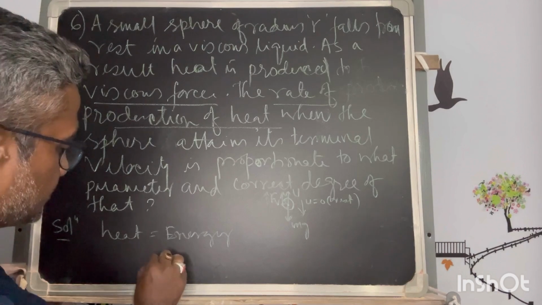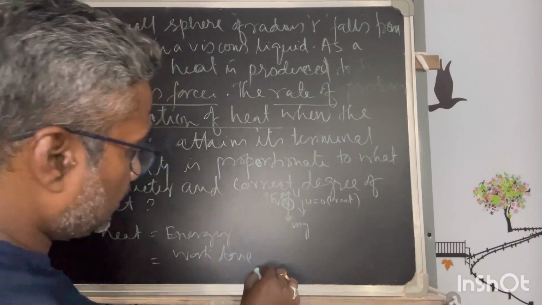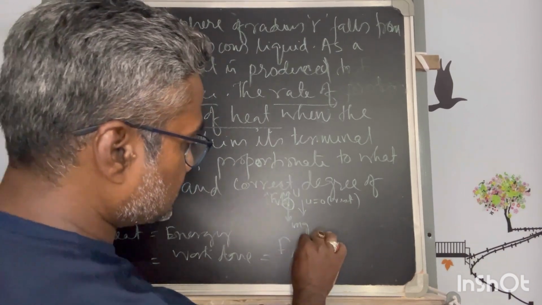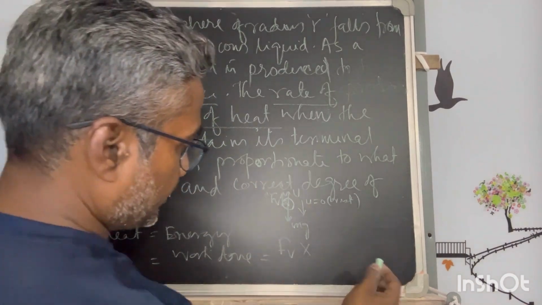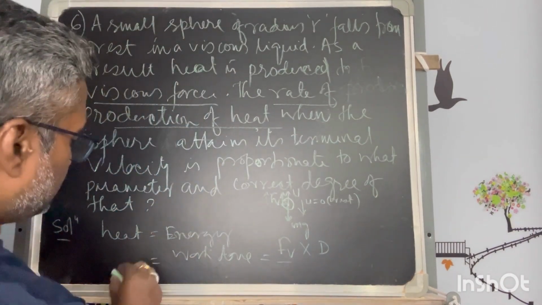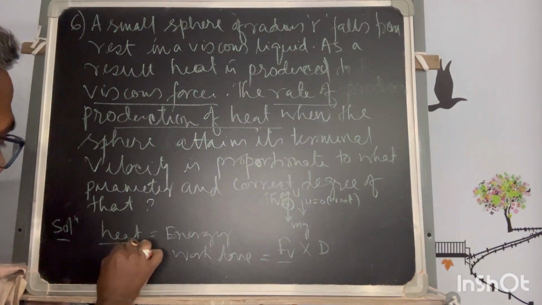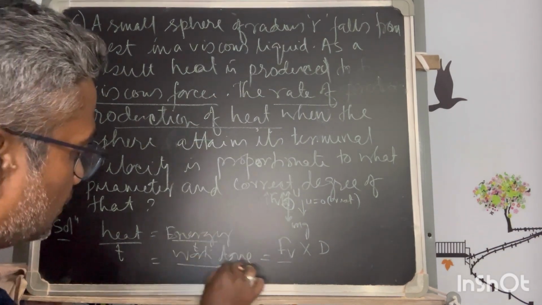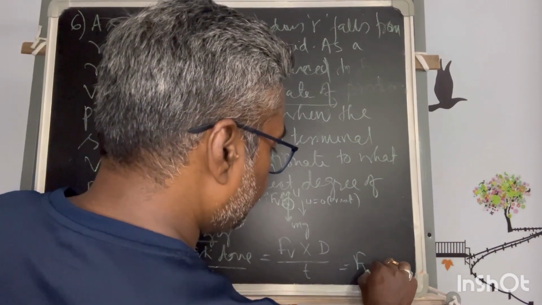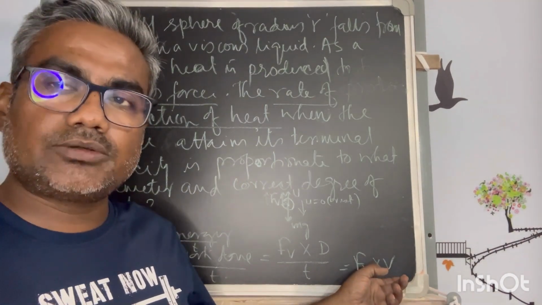Okay, so energy is nothing but work done, and here work is done by the frictional force Fv, and work done means force into displacement. Now what it said is rate of production. So rate means per time: energy per time, work done per time. So if I divide by time, I will get force into velocity.